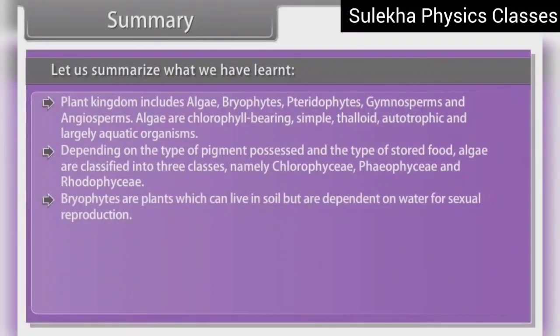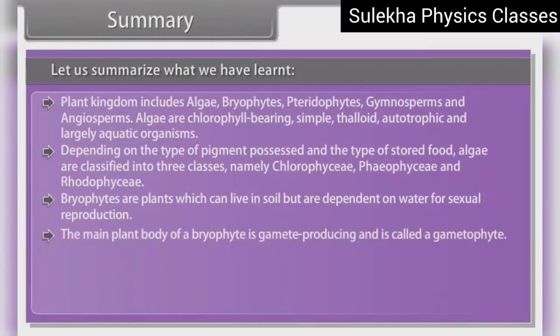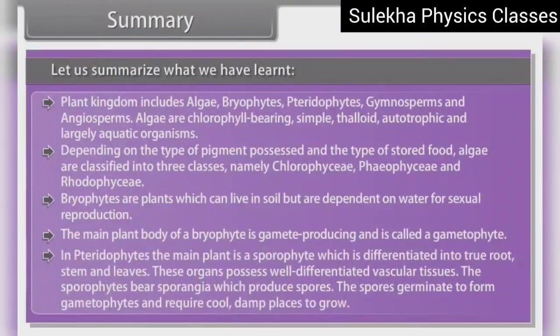Bryophytes are plants which can live in soil but are dependent on water for sexual reproduction. The main plant body of a bryophyte is gamete-producing and is called gametophyte. In pteridophytes, the main plant is sporophyte, which is differentiated into true root, stem and leaves. These organs possess well-differentiated vascular tissues. The sporophytes bear sporangia which produce spores. The spores germinate to form gametophytes and require cool, damp places to grow.